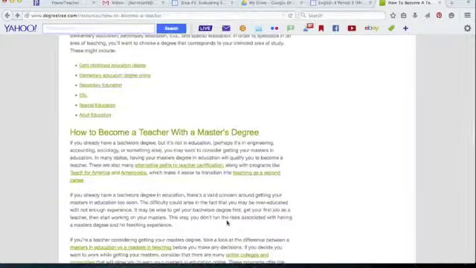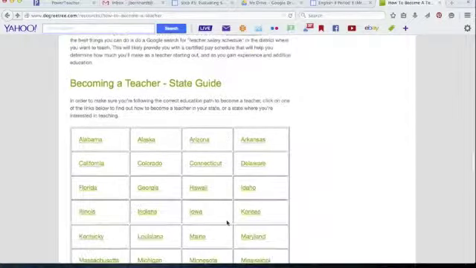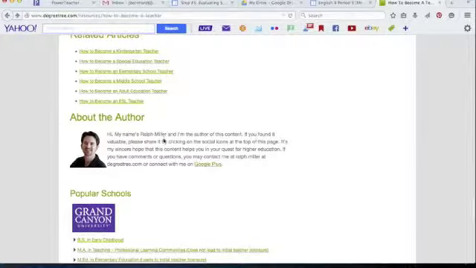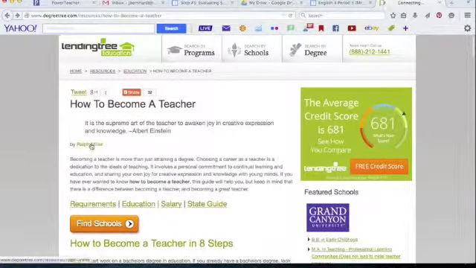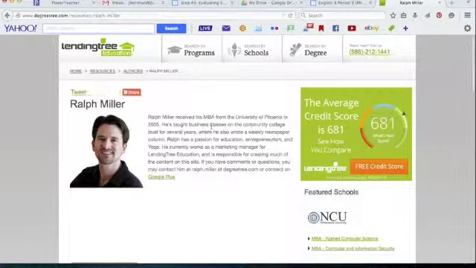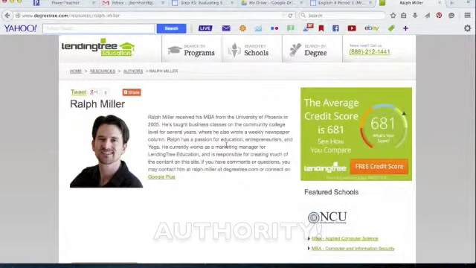And for some websites, they will give a brief bio on the author, either at the bottom of the page, about the author. So this gives us some information, but it's not what I'm looking for. I want to see who this person is, what their education is. If we click on the name, a lot of times, here we go. Ralph Miller, it says that he taught business classes at a community college, which means that he is a teacher, which would mean that he would be an expert on how to become one since he is one.